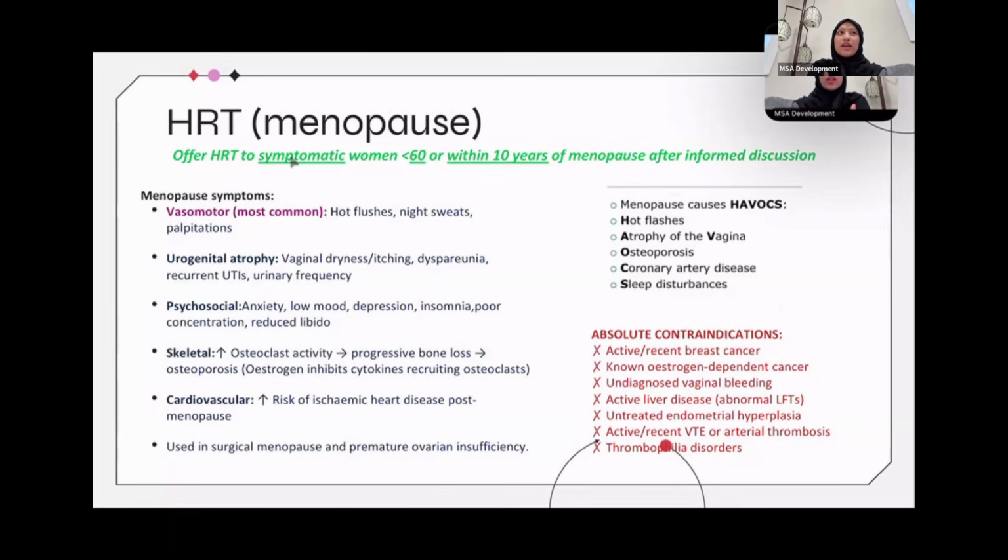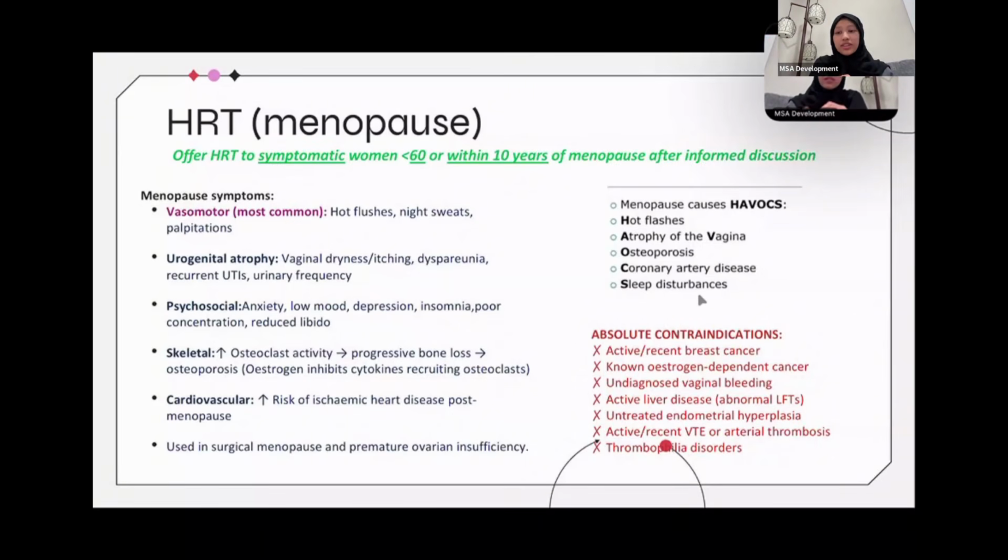So before that, let me define menopause. Menopause is not having periods for at least 12 months. And that happens at an average of around 51 years of age, just because the ovarian reserve is diminished. Okay, and that's a natural thing. So symptomatic, this is a mnemonic for you guys.